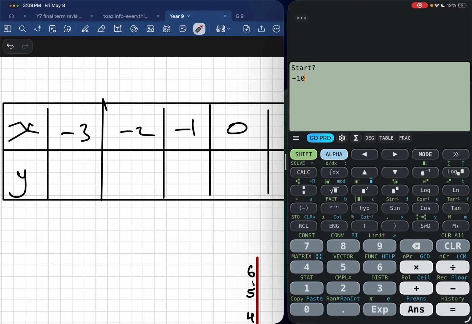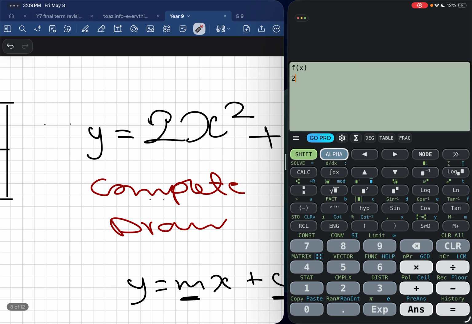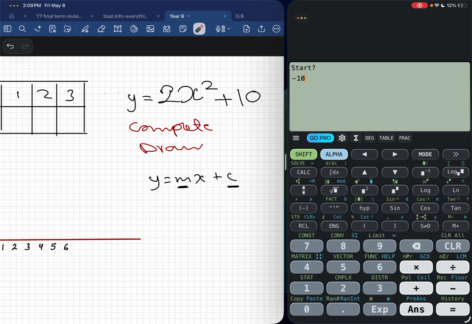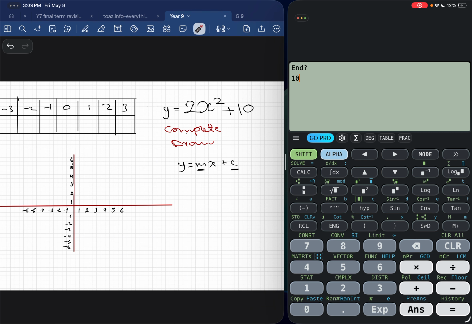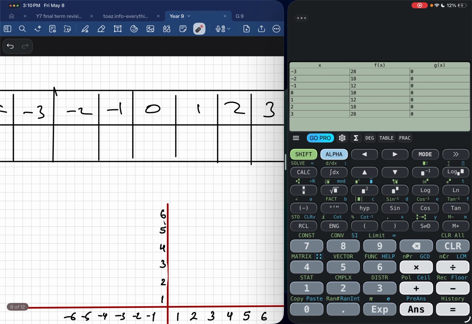What is the start? The start is minus 3, with the value of x minus 3. I went back, so what was the equation? 2, alpha, x squared plus 10, equal. The value is going to be minus 3 as a start, and as the end, just 3. The step is 1, meaning each and every time I'm adding 1. So equals. And here you go, the values.